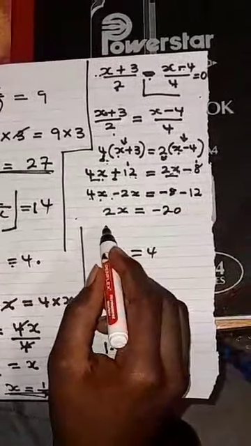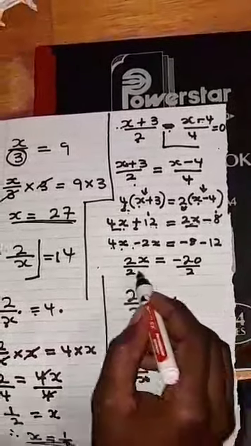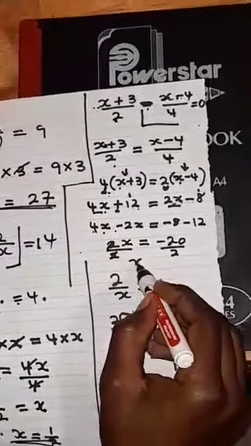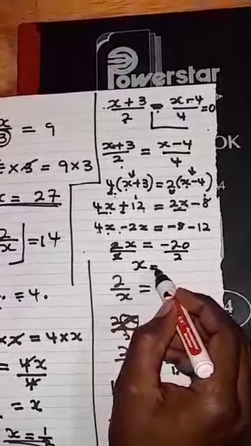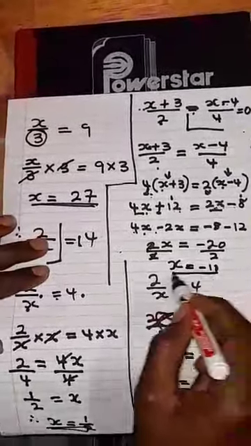So now because we want to solve for x, we divide both sides by 2. This one cancels. x is equal to negative 10. So which means this is the value of x.